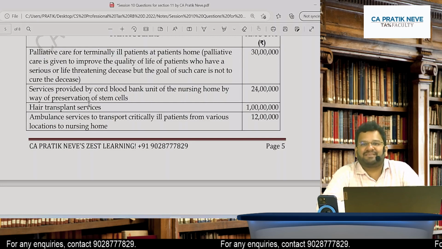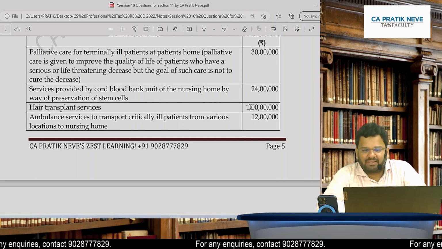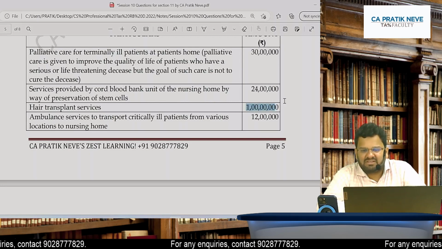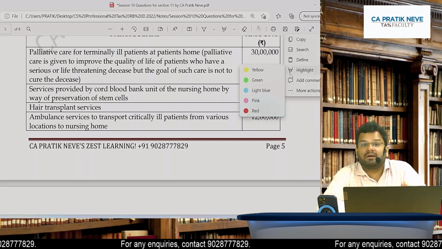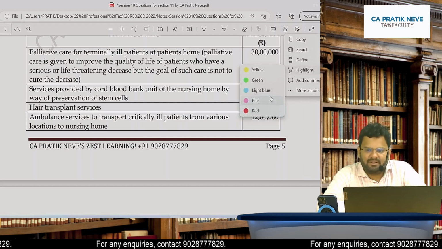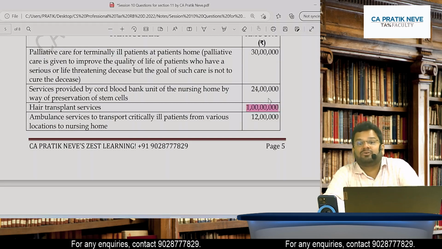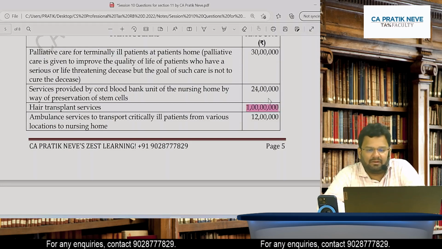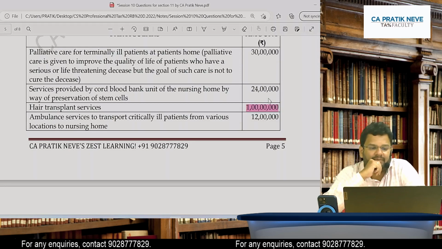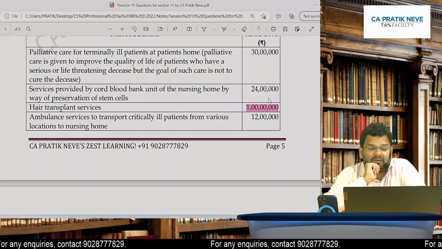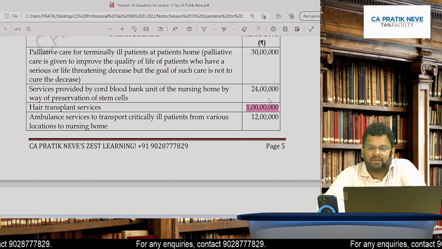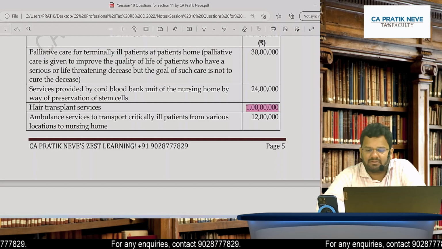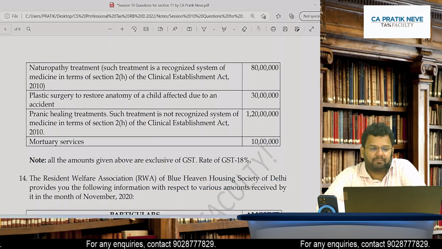Hair transplant services, no other information is given, meaning it's a pure hair transplant service. So it's not healthcare, it's not for any medical treatment, so that's going to become taxable. Wonderful. Then ambulance services to transport critically ill patients from various locations to the nursing home, even this is covered in healthcare service.